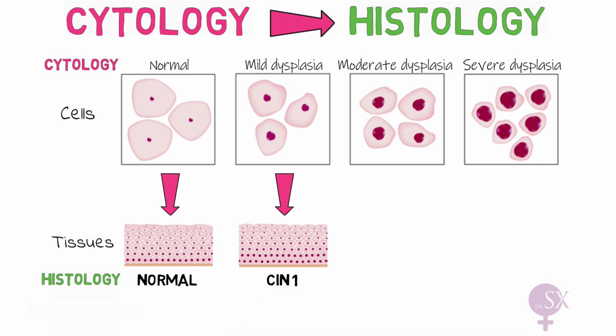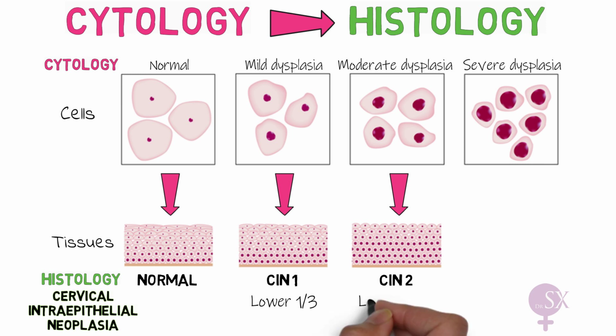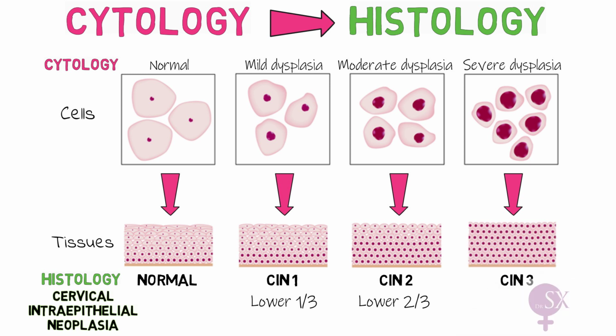And here this is referred to as CIN1, cervical intraepithelial neoplasia 1, where we've got atypical cells in the lower 1/3 of the epithelium. Next, moderate dysplastic cells will give us CIN2, with atypical cells found in the lower 2/3 of the epithelium, while severe dysplasia will result in CIN3, where atypical cells are found in the full thickness of the epithelium. So CIN is essentially a histological diagnosis, as we are looking at an entire epithelium. And these are all referring to premalignant lesions, of course CIN3 having a worse prognosis than CIN1.